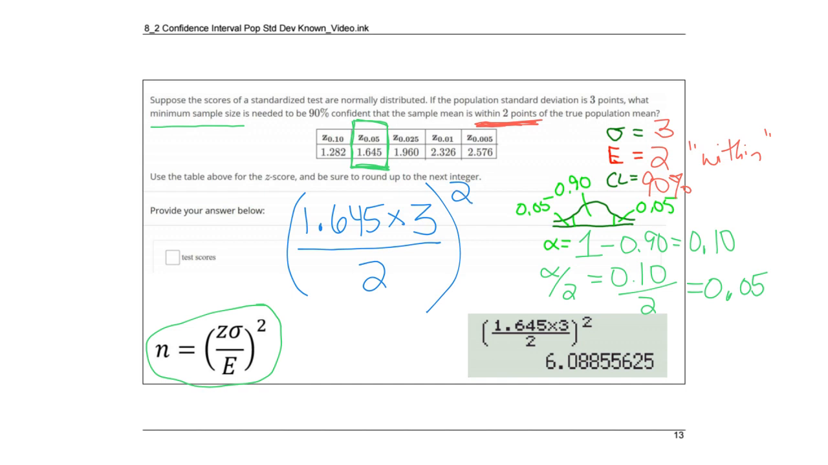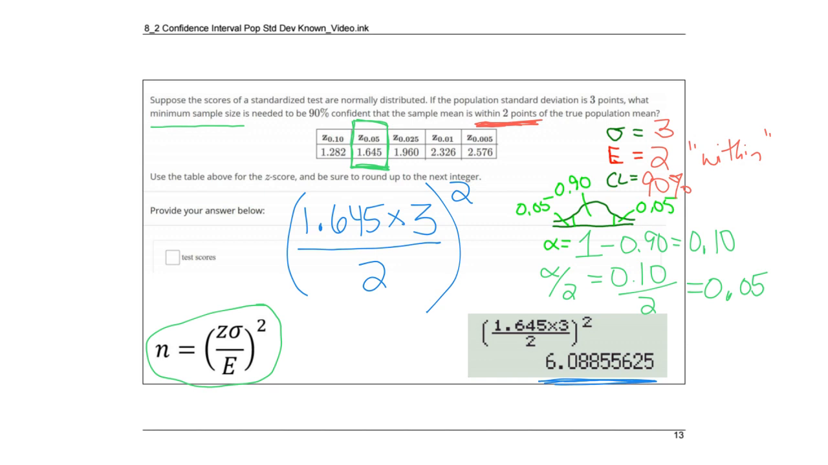So hit your open parentheses, hit the fraction key, put in all the numbers, and then come out of the fraction. Use your right arrow key, then put your parentheses in your square. And you end up with 6.08855625. Now, we are always going to round up with the minimum sample size because we have standardized test scores. You can't have 0.08855 of a test score. You either have 6 test scores that you're looking at or you have 7.